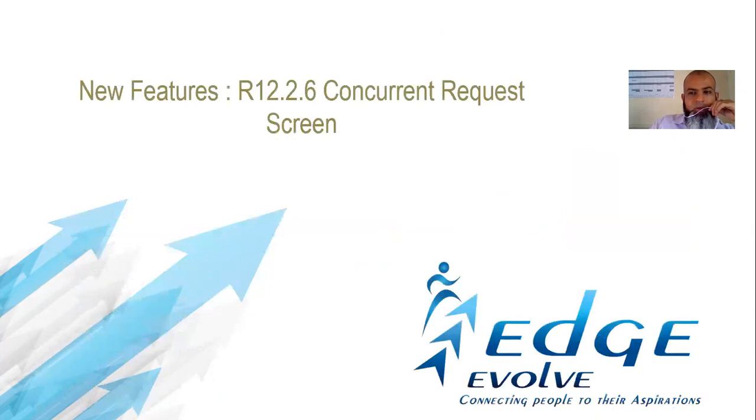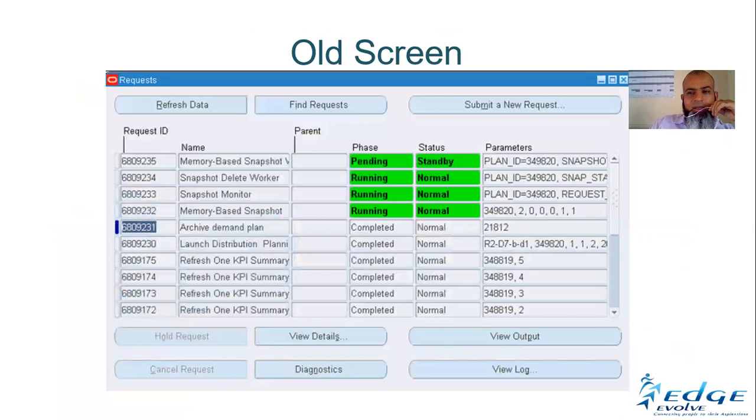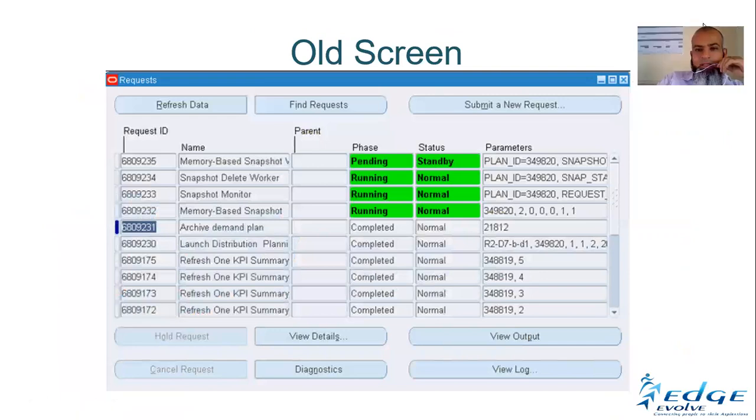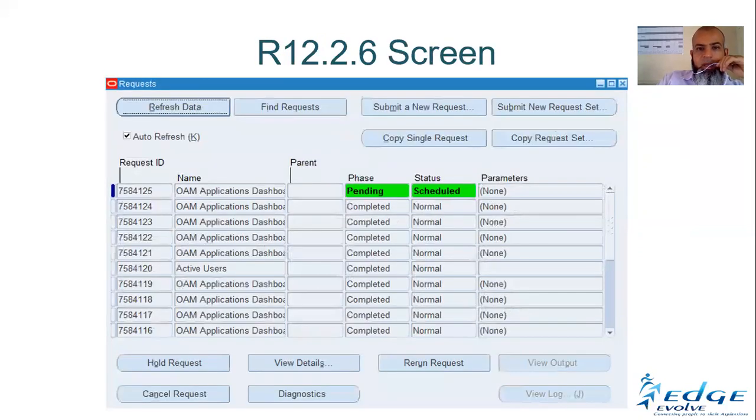Okay, so my topic is going to be quick and short. It's the 12.2.6 concurrent request screen. If you look at the previous releases from release 12.1 downwards, this was the concurrent manager screen. So you could see what is running, you had to click to refresh the data, you could find the request and you could submit a new request. So this is the old screen that we all were seeing from release 11 until 12.1.3.